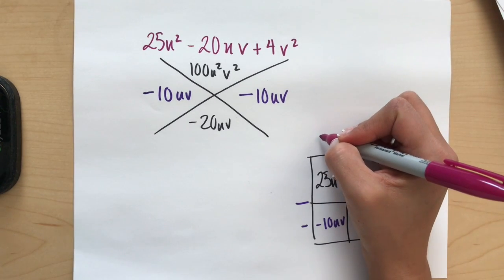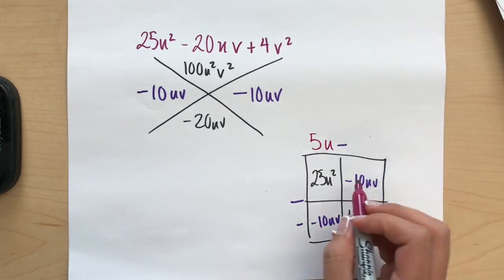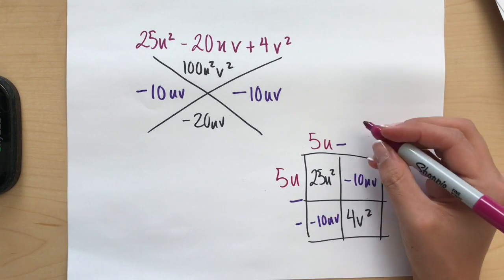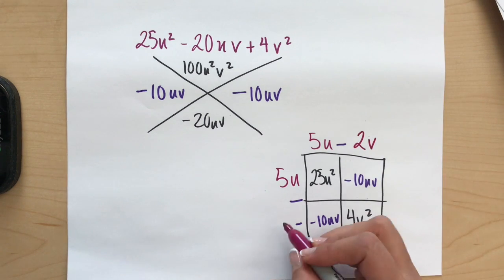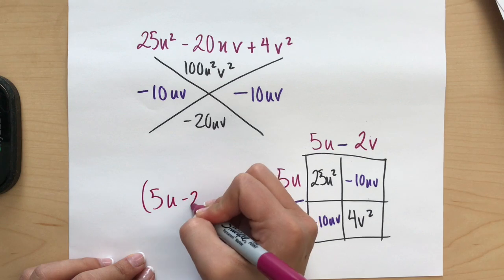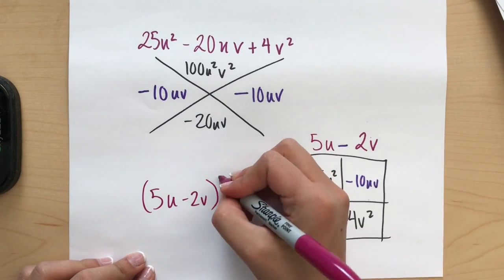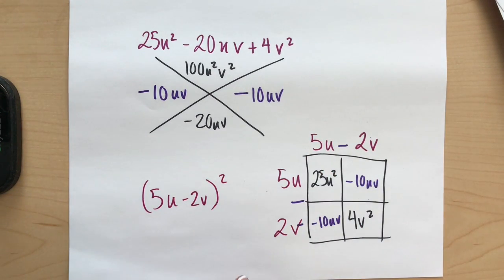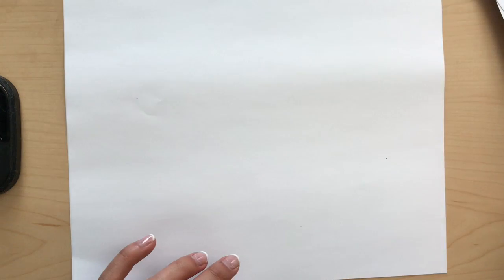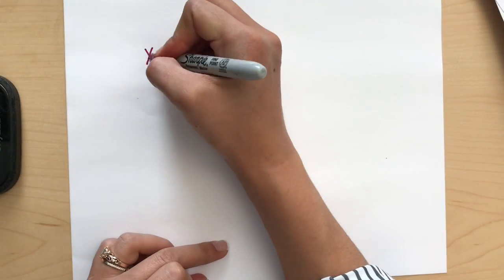Now I'm going to factor out a 5u out of the first row. In that second column, I can factor out a 2v, and then I can also factor out a 2v there. So I end up with the two factors 5u minus 2v, 5u minus 2v. So it's 5u minus 2v squared. Remember that the sign in the top right corner is the sign you put in between, and same thing with the bottom left corner.